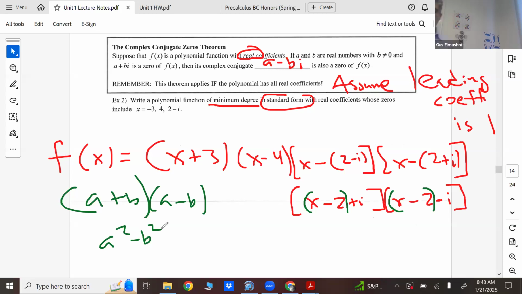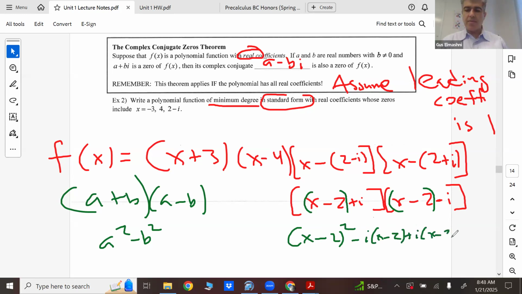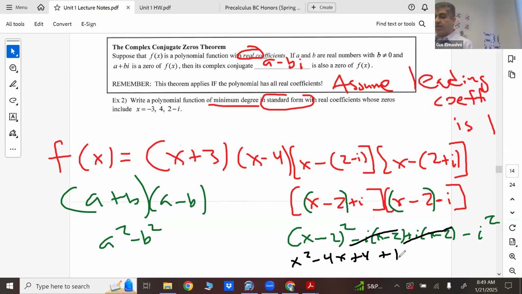And if you do it, here's how it looks. It looks like this. x minus 2 squared, negative i x minus 2, positive i x minus 2, and negative i squared. What do you see is happening with the middle terms? Negative i x minus 2. Yeah, exactly. And remember, negative i squared is that. So what do you get? x squared minus 4x plus 5. Right? It's pretty nice, huh?